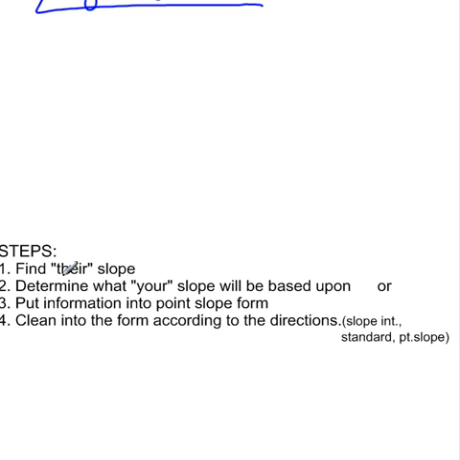Step 1, find their slope. Step 2, determine what your slope is going to be. First is theirs, and then determine what your slope is going to be based upon if it is going to be parallel or perpendicular. That's important. Step 3, put your information into point slope form. Step 4, clean into the form according to the direction, slope intercept, standard, point slope, etc.